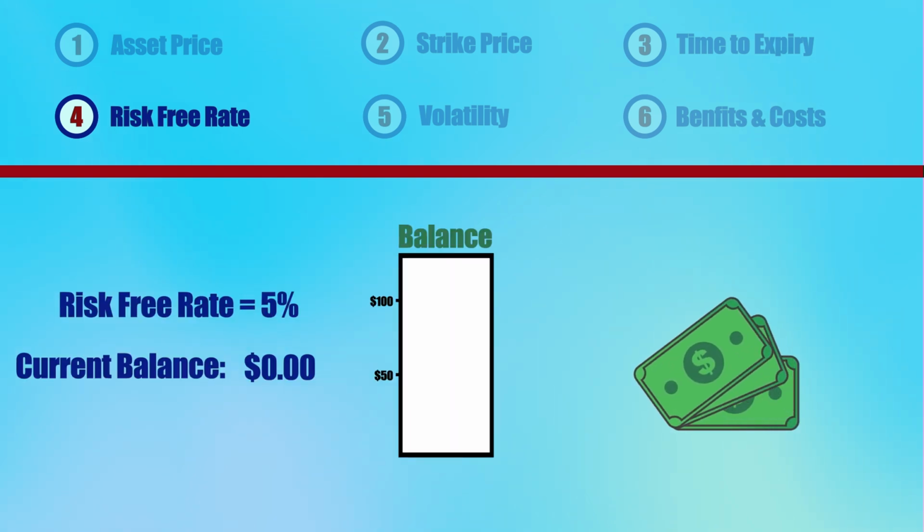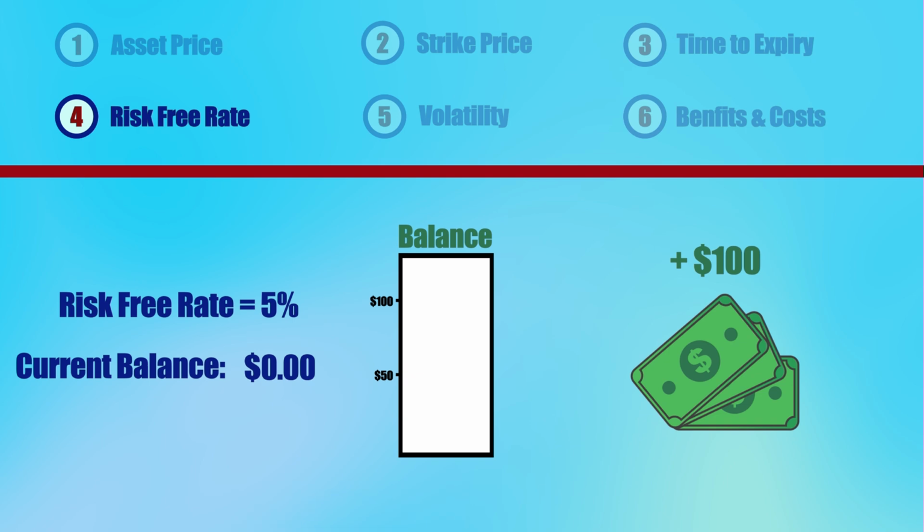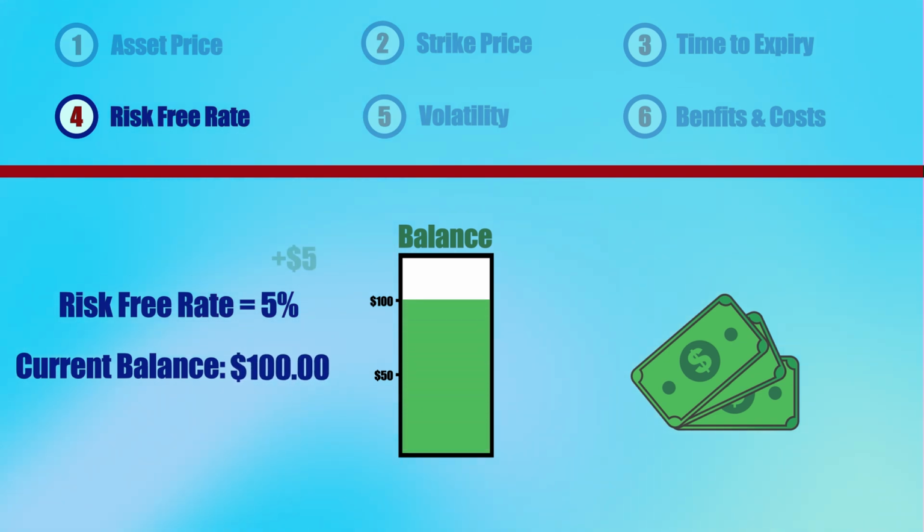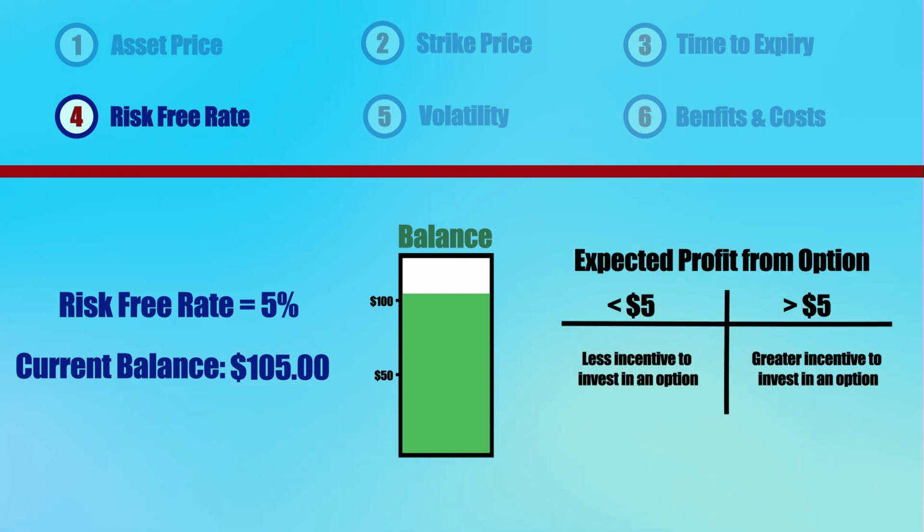Say you have $100 and you could either invest at the risk-free rate or buy an option. If the risk-free rate is 5%, then you can make $5 of profit if you invest at the risk-free rate during the year. Now, if you buy an option, the expected profit you make needs to be equal or larger to $5. Otherwise, it's better to invest at the risk-free rate. Therefore, as the risk-free rate increases, the benefits to the option buyer have to also increase.